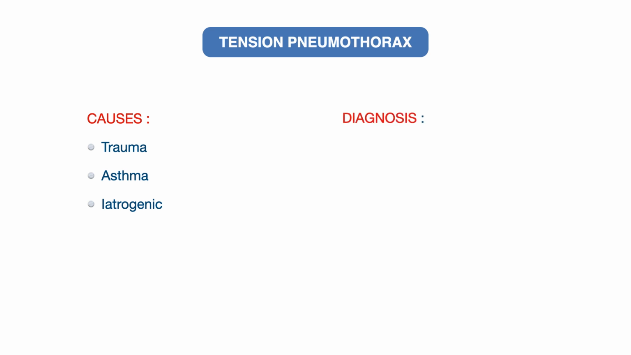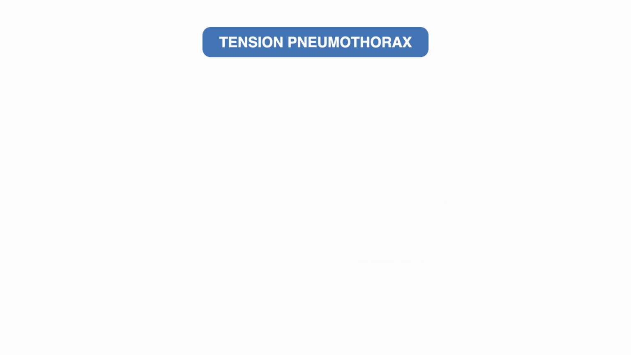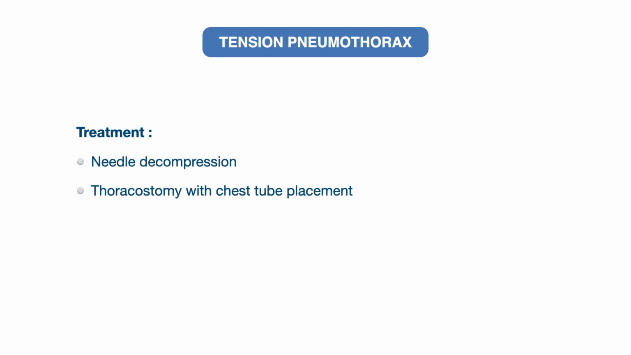Diagnosis of tension pneumothorax in a patient with cardiac arrest or hemodynamic instability must be based on clinical examination. The symptoms include hemodynamic compromise such as hypotension or cardiac arrest in conjunction with signs suggestive of pneumothorax, which are preceding respiratory distress, hypoxia, absent unilateral breath sounds on auscultation, and subcutaneous emphysema. And also mediastinal shift, where you see tracheal deviation and jugular venous distension. Treatment of tension pneumothorax is either needle decompression or thoracostomy with chest tube placement.